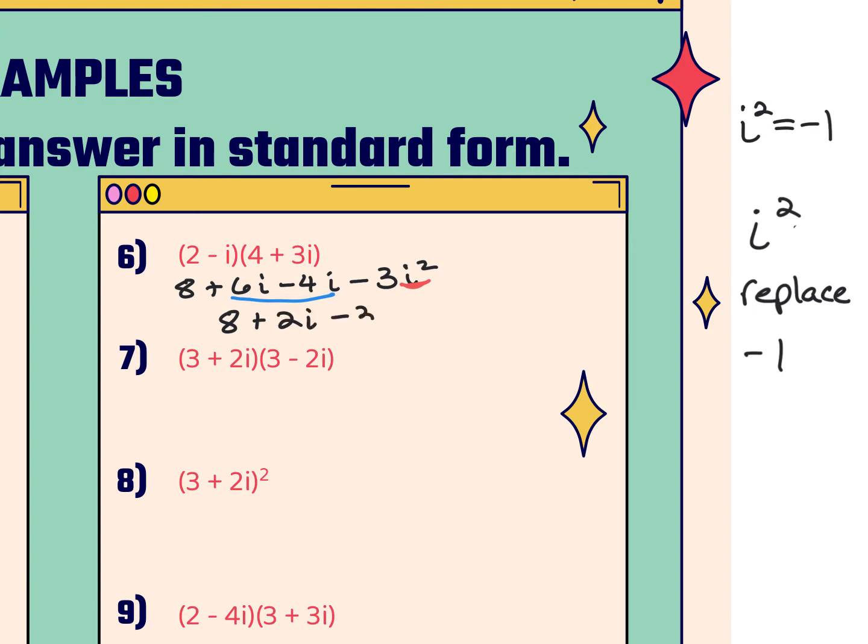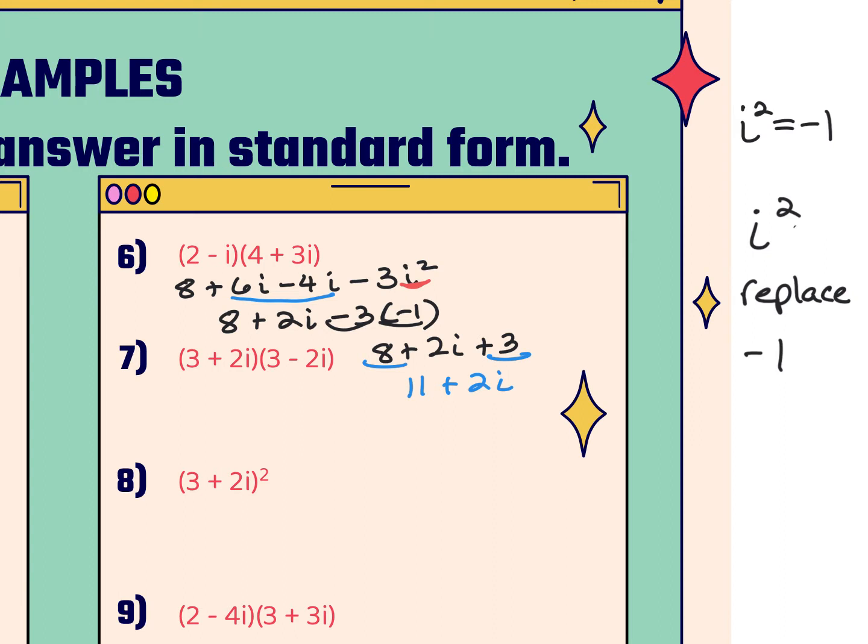And then I'm going to replace i squared with negative 1. I need to multiply that. And I get 8 plus 2i plus 3, because negative 3 times negative 1 is positive 3. And then I have 2 like terms, 2 reals that I can add. And my final answer is 11 plus 2i.